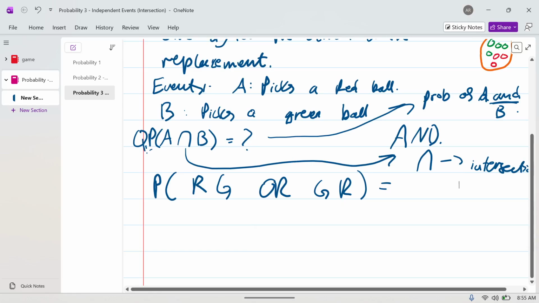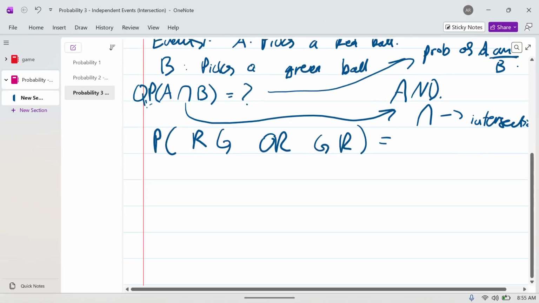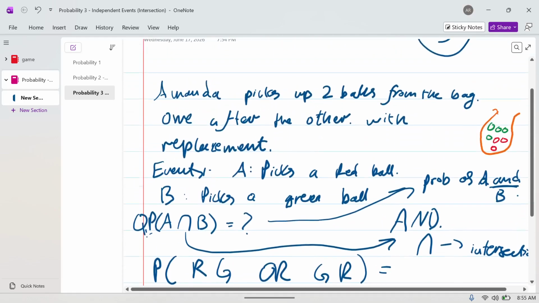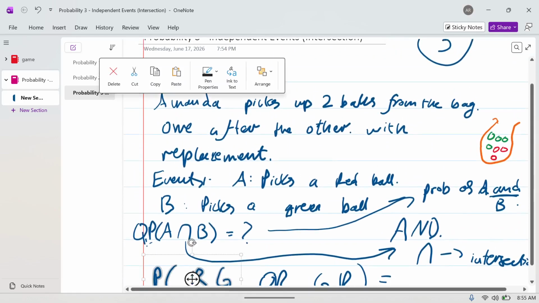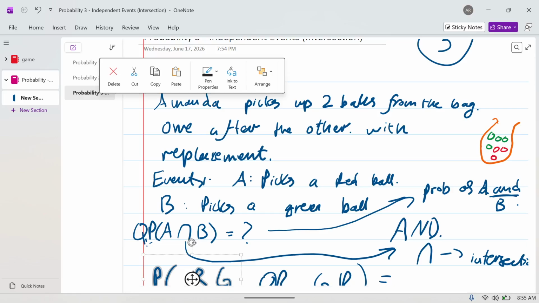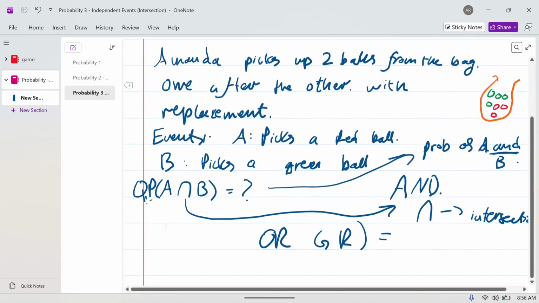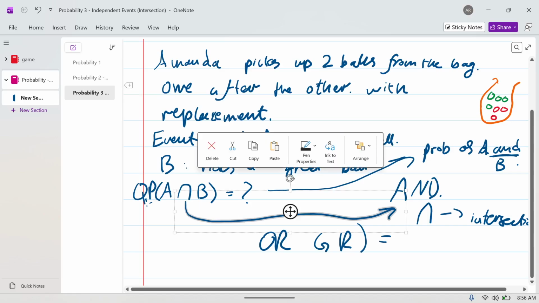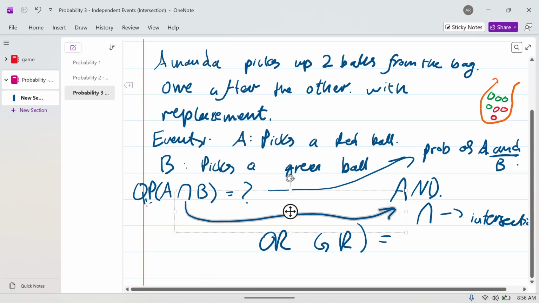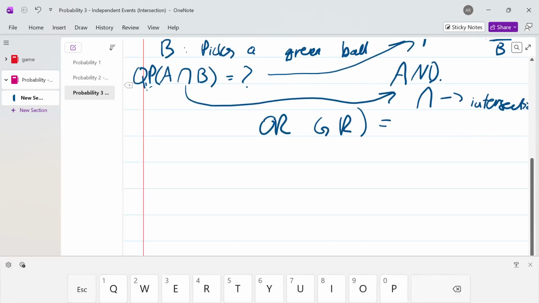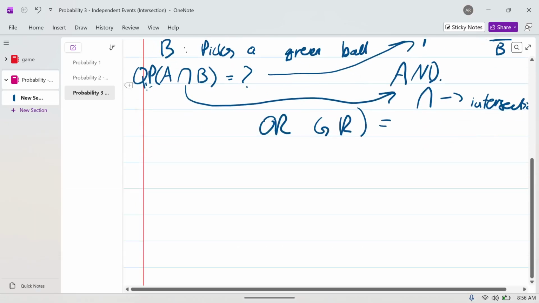Now, look, how are we going to solve this? You know what? It's easy. And one thing, it's with replacement. So you don't really have to worry about the denominator being changed. And without replacement doesn't mean the denominator is the only one changing, right? If you're going to pick up the same balls one after the other, even the denominator is going to change.